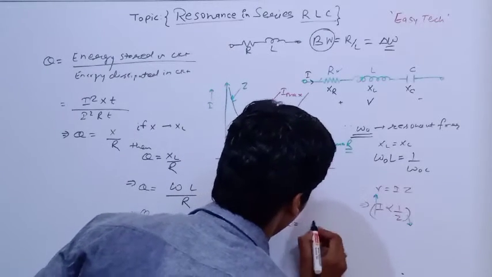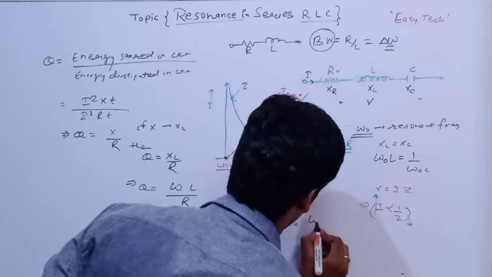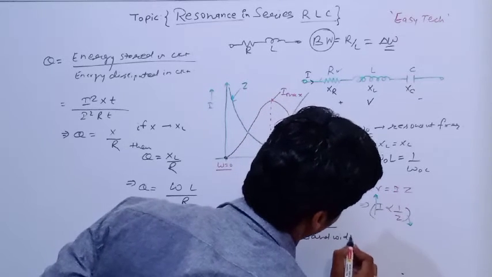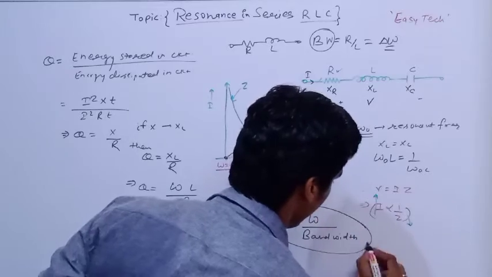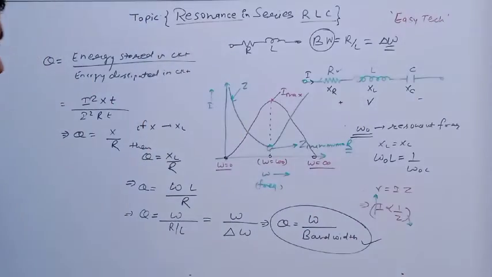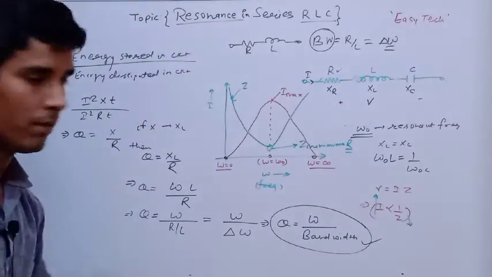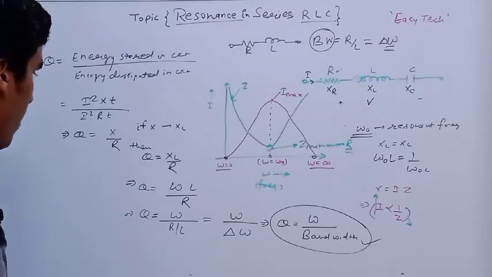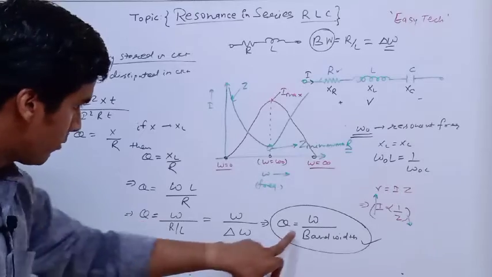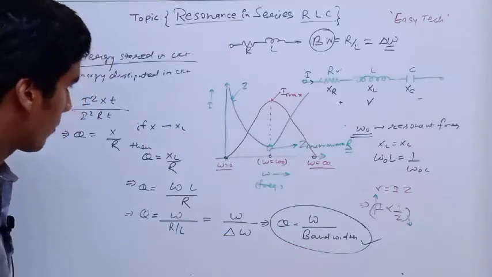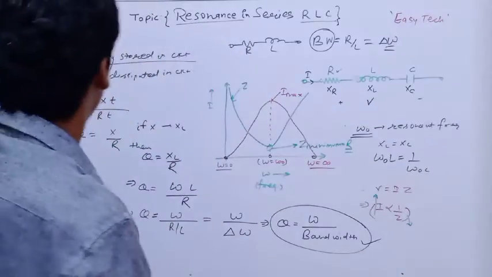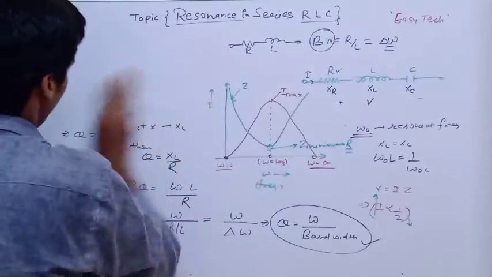That means Q is equivalent to omega upon bandwidth. Please remember this formula. This formula will be helpful in the upcoming numerical that we are going to discuss in the next lecture. This should be the value of Q, and it is equivalent to omega upon bandwidth. What do you mean by bandwidth? Again, I am going to clear this concept here.